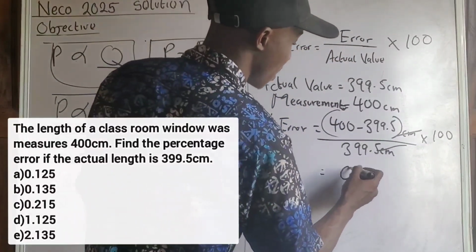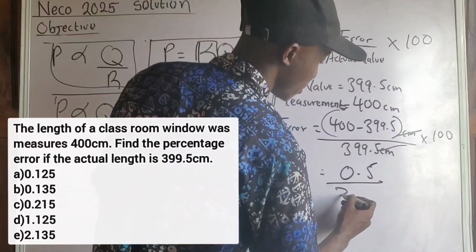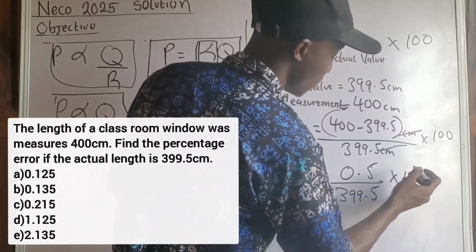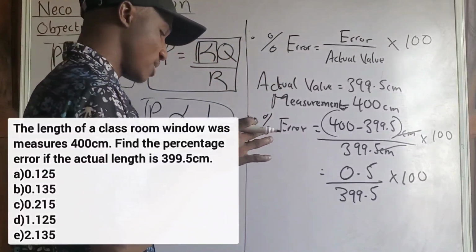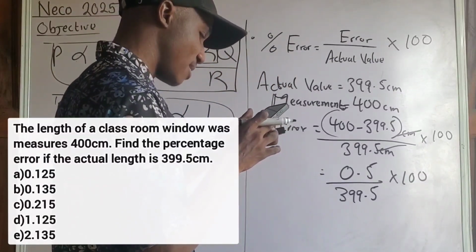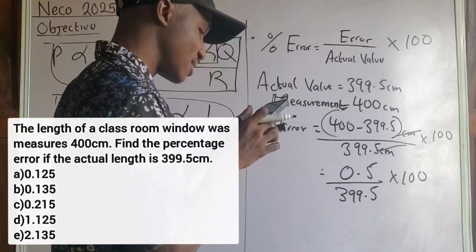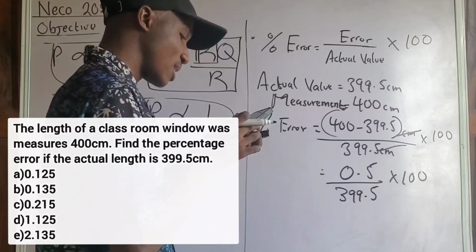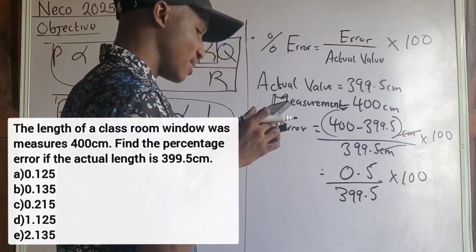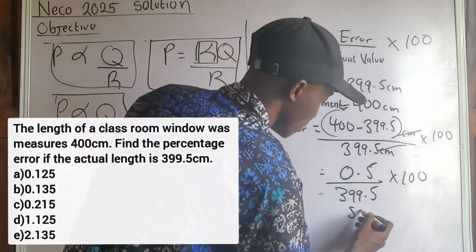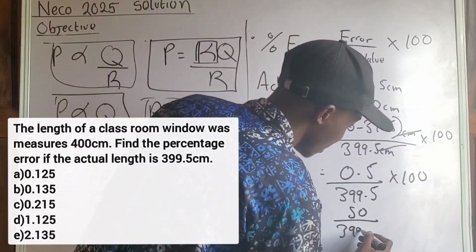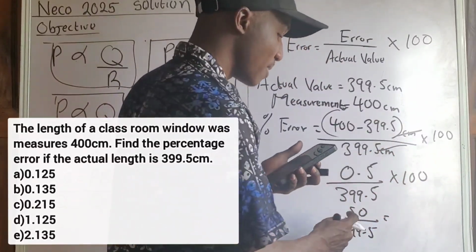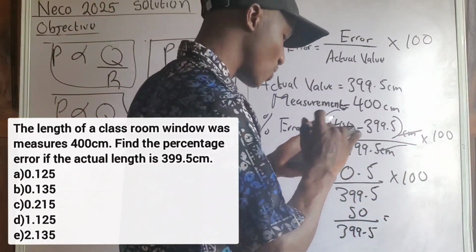So I'm going to have 400 minus 399.5. That is what? 0.5. 0.5 all over 399.5 times 100. Okay, 0.5 divided by 399.5, that is times 100. For this, I'm going to have 50 over 399.5, right? Because 0.5 times 100 is what? 50. 50 divided by 399.5, that is 0.125.